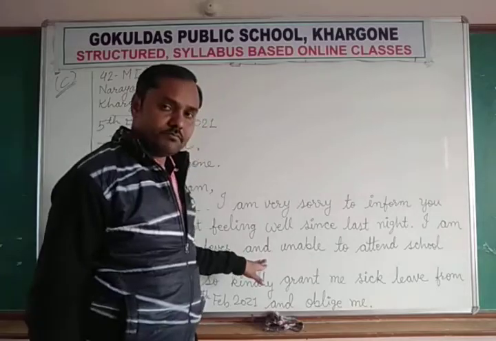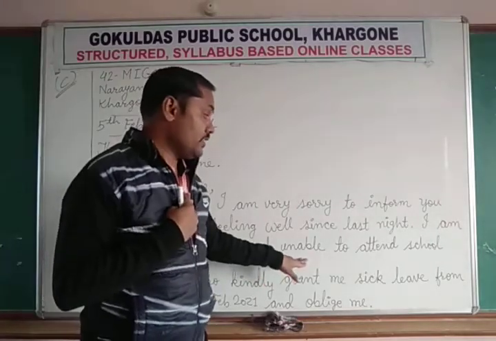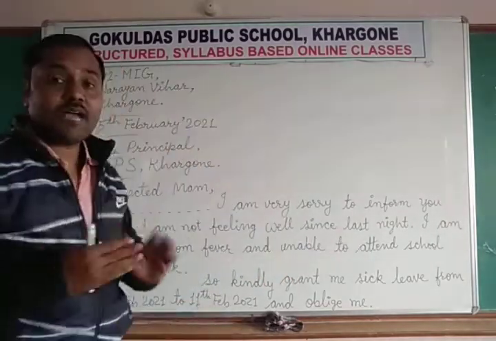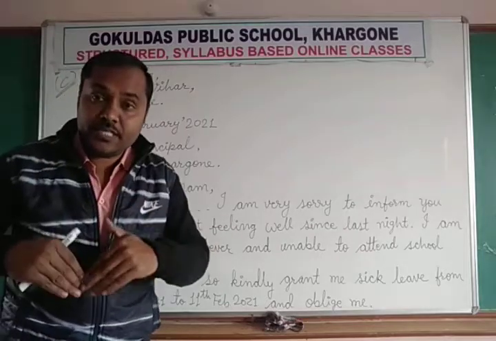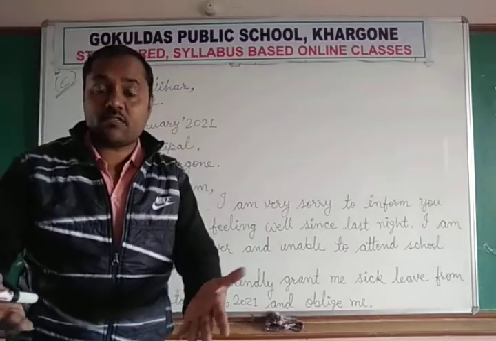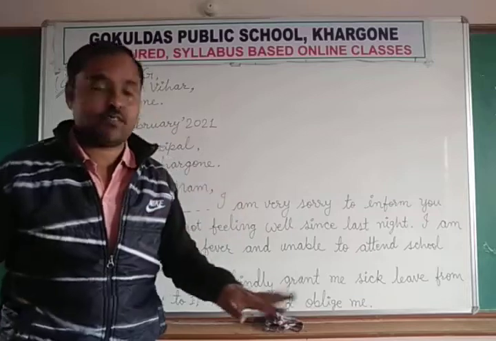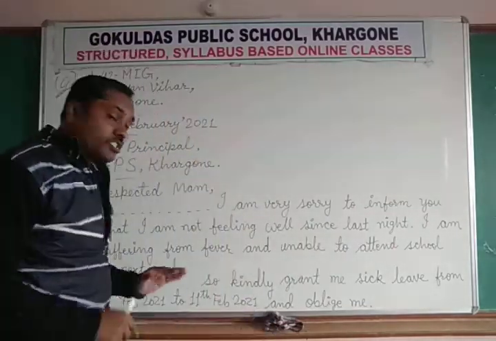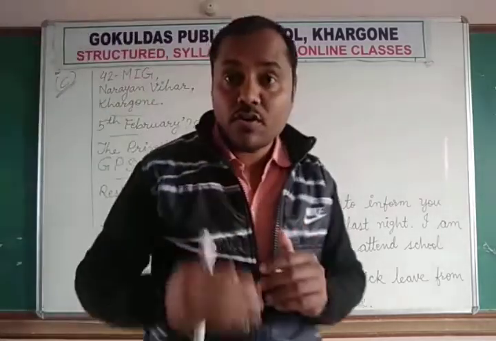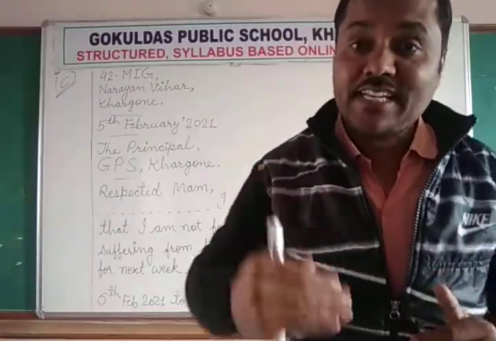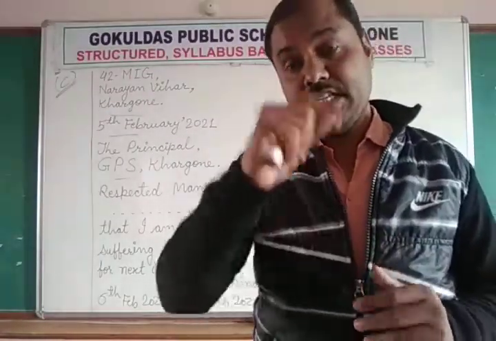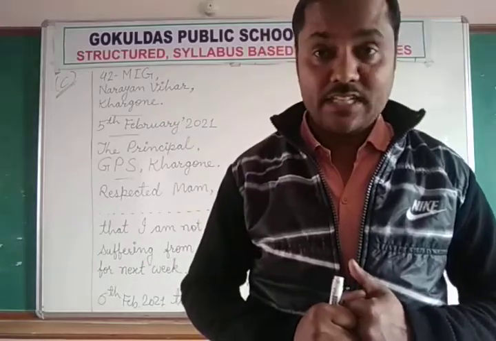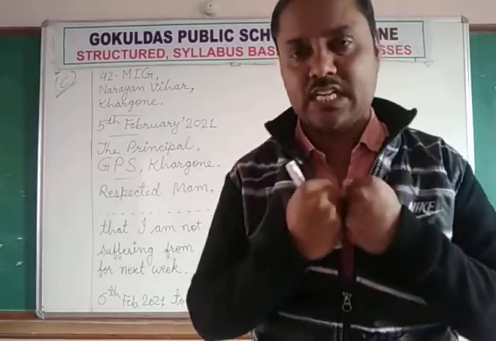And I am unable to attend the school. I am unable. Able means आ सकता हूं, attend कर सकता हूं. Unable means attend नहीं कर सकता हूं. I am unable to attend school for next week. For how many days? For next week, means 7 days. I am unable to attend the school. I am feeling very weak.